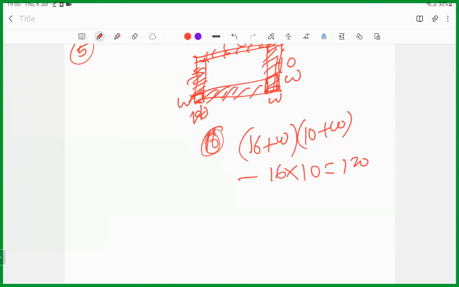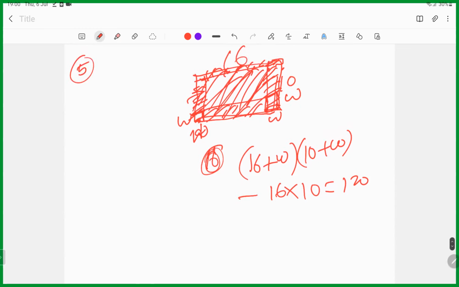Did you understand the 16 plus W, 10 plus W? Now, 16 plus W is the length of the outer one, and 10 plus W is the width of the outer one. So the total area will be the product of 16 plus W and 10 plus W. If you subtract the inside one, 16 into 10, you will get the area of the surroundings, which is the passage.